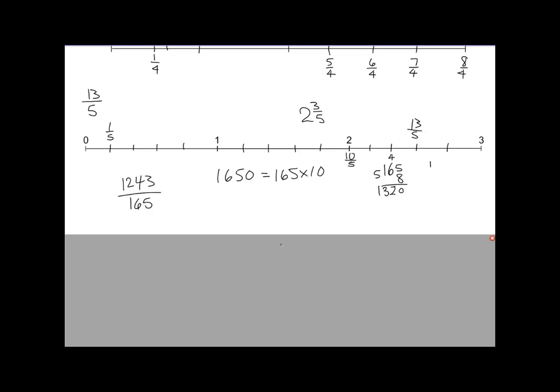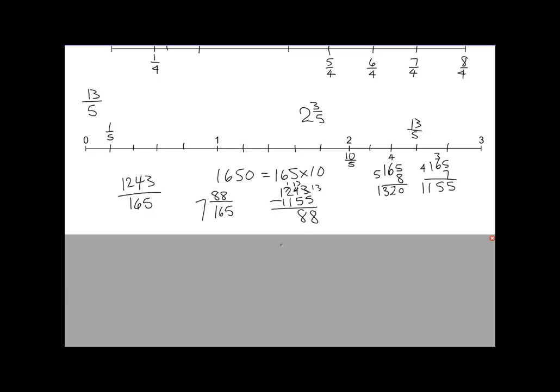So we can try 7. 165 times 7: 35, carry 3, 42, 45, carry the 4, 1 times 7, and we get 1155. So we know that we have 7 whole units, and the remainder is 1243 minus 1155, which looks like 88. So what we're looking for is 7 and 88 out of 165.